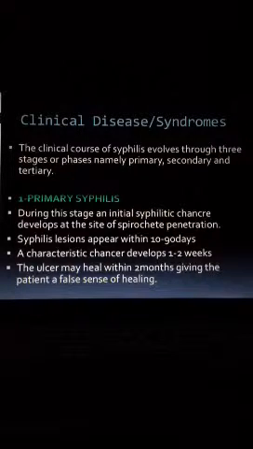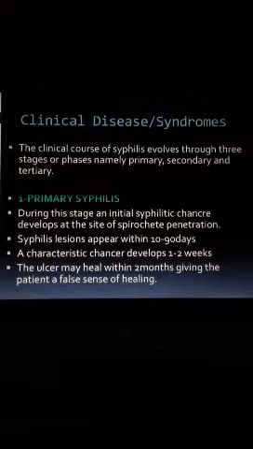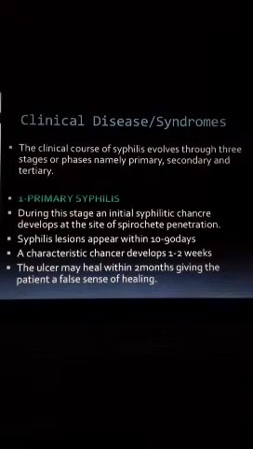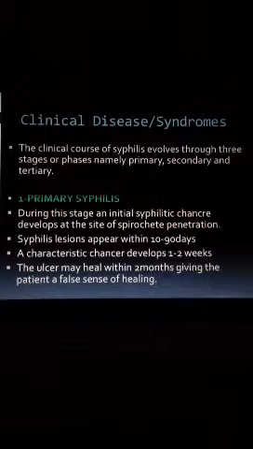Clinical disease and syndromes. As I earlier noted, Treponema is a causative agent of syphilis. The clinical course of syphilis evolves through 3 stages or phases, which are the primary, the secondary, and the tertiary phases. Primary syphilis. During this stage, an initial syphilitic canker develops at the site of penetration of the spirochete.